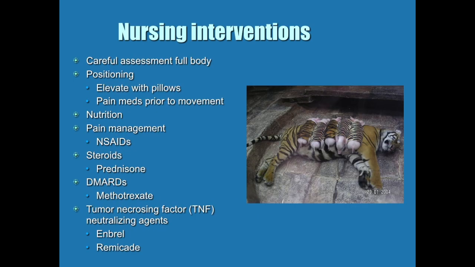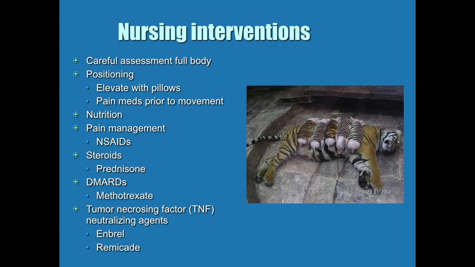When we have these children in the hospital, you need to do a careful assessment of the full body. You do need to look at the joints. You need to look at their range of motion. You need to know how much they can actually utilize their hands, their feet. How much can they walk? Are they debilitated in any way? You need to position them carefully. Elevate the affected joints with pillows. If they have polyarticular arthritis and they're in a lot of pain, medicate them before we reposition them.